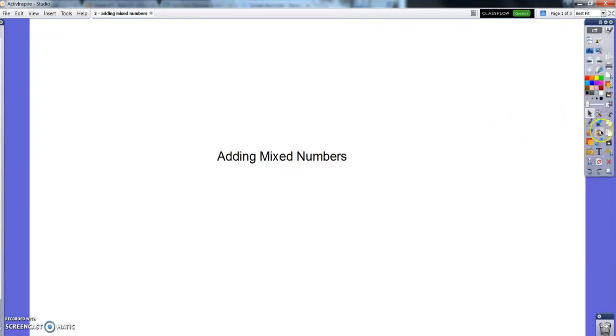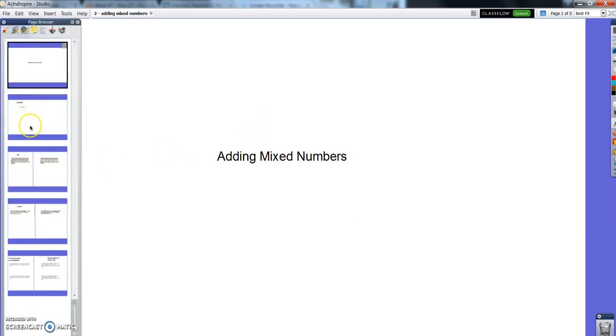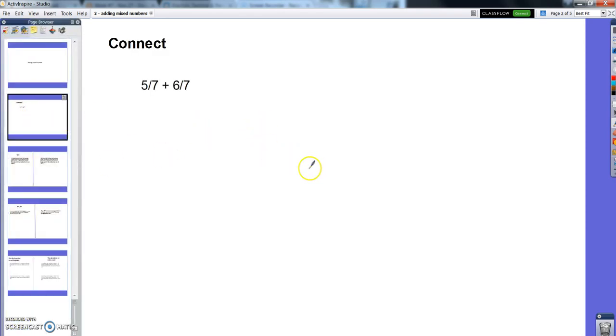Hey everybody, we're going to work on adding mixed numbers today. Please label your next math page in your math notebook as such. When you have done so, close your math notebook and just concentrate with me. Let me remind you real quick what a mixed number is.